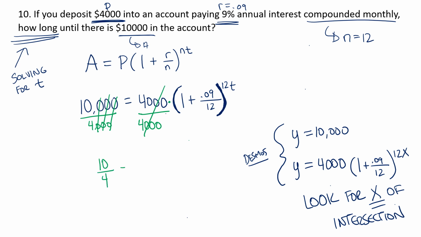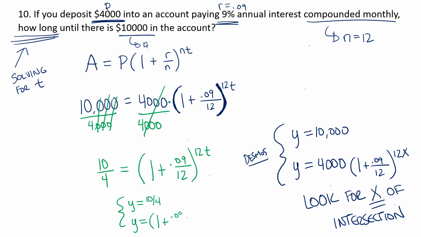I'm solving for when does 10 over 4, or that's the same thing as 2.5, equal 1 plus 0.09 over 12 to the 12t. And so if you're graphing this on Desmos, you would be graphing y equals 10 over 4 or 2.5, and y equals 1 plus 0.09 over 12 to the 12t. So either way, that'd be a fun exercise. Do both of these and make sure that you get the same x value. Either way, that is the time that you're going to be getting the answer, time.